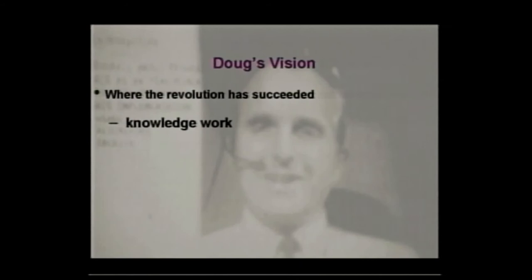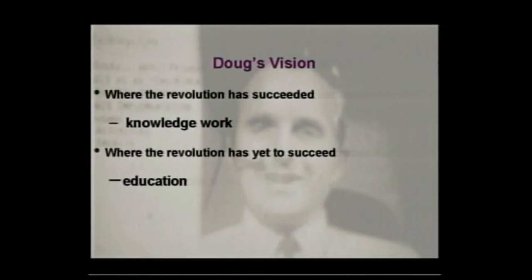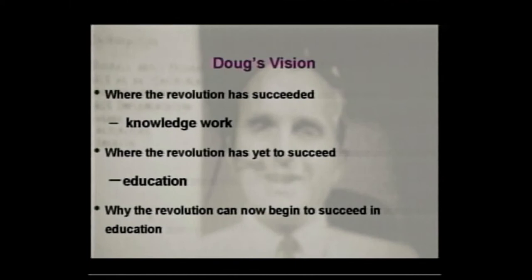But where the revolution has not at all succeeded, as far as I'm concerned, not even in the tiniest bit, is in education. I was at a meeting last week where Rita Caldwell, the new director of NSF, spoke, and she said she had only one message. It's K through 12, stupid. And that was a very interesting thing to hear the director of the National Science Foundation, a research foundation, say. Well, I'm here to talk a little bit about why I think it's finally time for this revolution to get underway in this particular area.